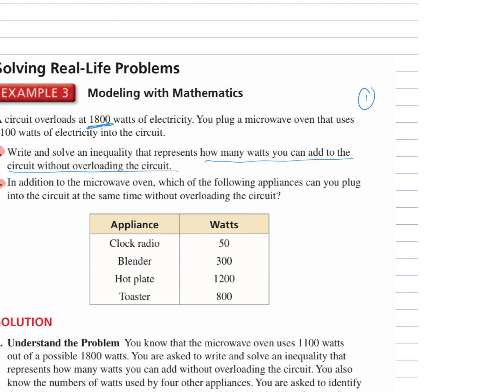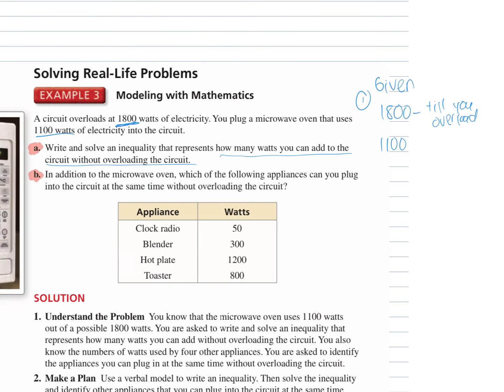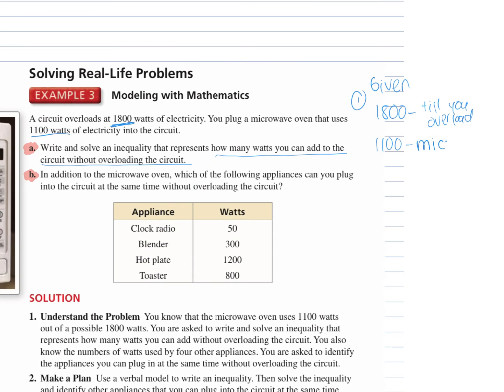Number 1 was what's given. Do you guys agree? So what were they giving us here? They give us the 1800, which represents what? The watts, but the watts for what? Till you overload. So 1800 is until you overload. Is that kind of like a total? Okay. What else did they give us? 1,100 watts. And what was that? What did that represent? Good. That was the microwave's watts. So this was the microwave.